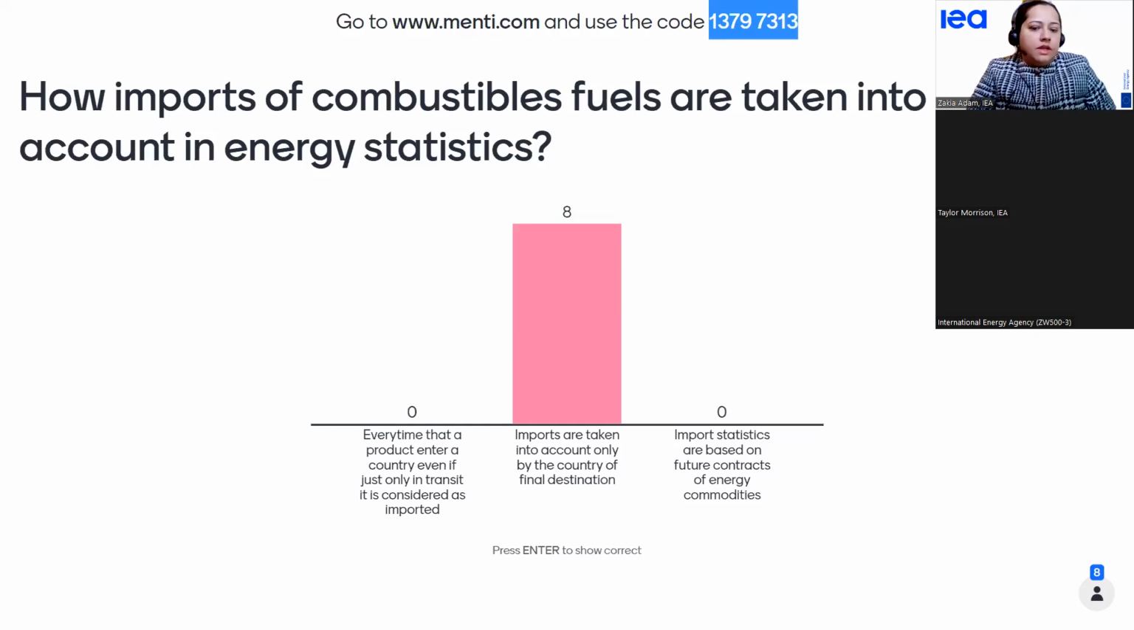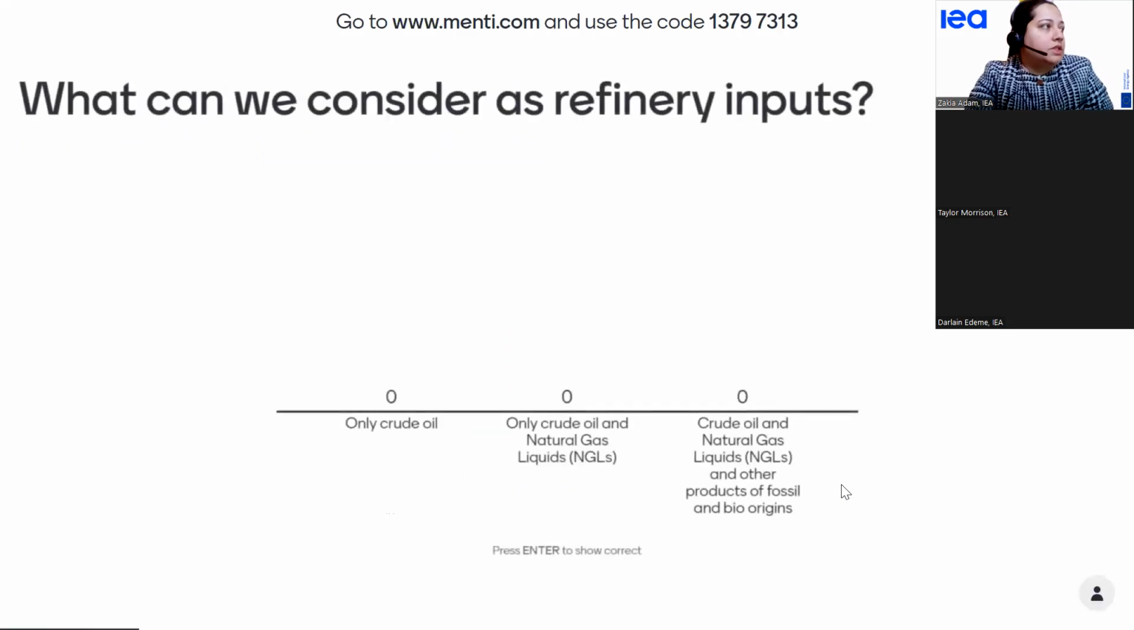So yes, let's look at the right answer. And the right answer is indeed for imports of combustible fuels, you should report only the amount by country of final destination. And for combustible fuels, you don't report the amount that transits. And during the presentation, we will look at how to report imports and exports, trade by fuel, and it's quite specific for electricity, for example. Let's look at the next question.